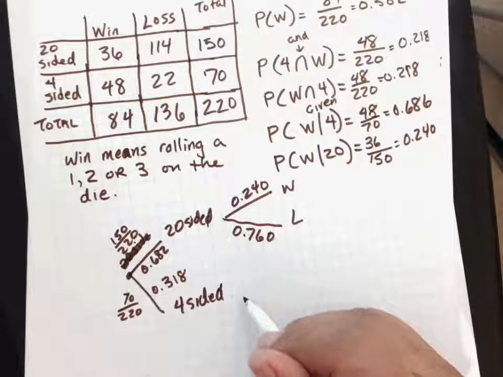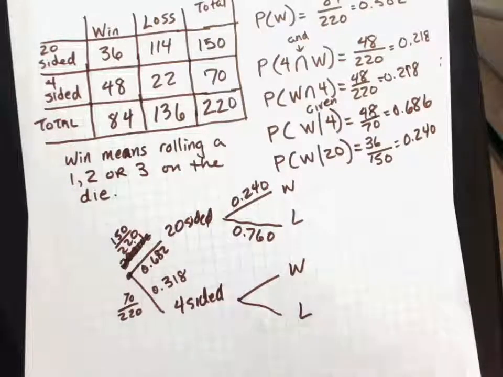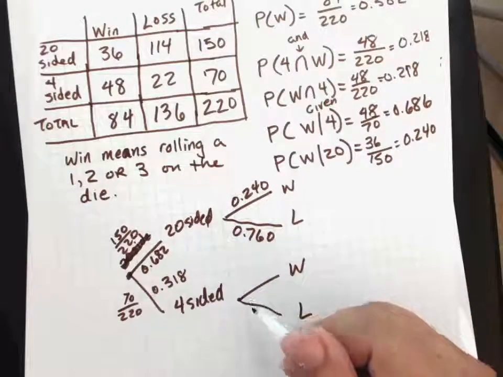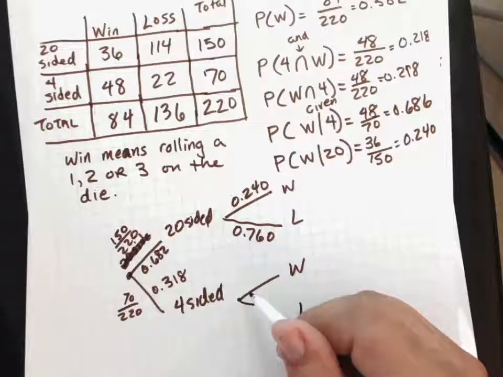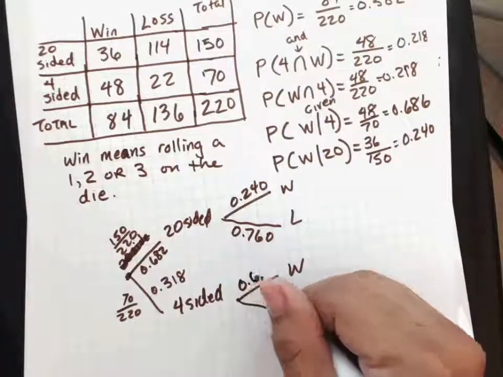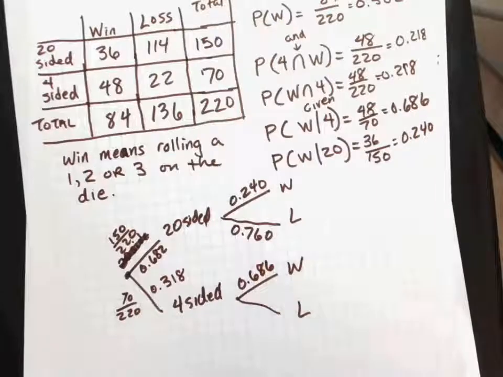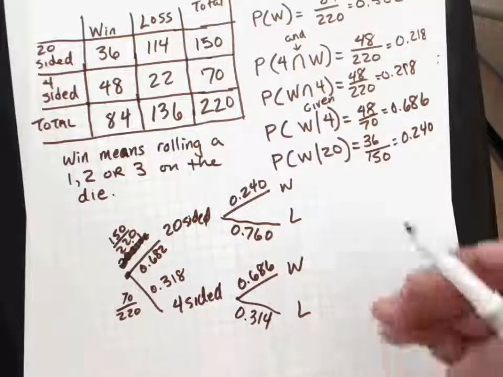Same thing for the 4-sided die. It also has wins and losses. All right? So looking at the 4-sided die, what's the probability of winning when we have the 4-sided die? We already figured it out. It's 0.686. And the probability we lost with the 4-sided die should be 0.314. Let me double check. 0.314. All right.